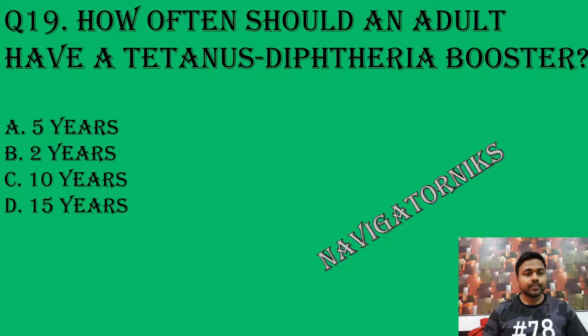Number 19. How often should an adult have a tetanus diphtheria booster? Option A, 5 years. B, 2 years. C, 10 years. D, 15 years. And the correct option is option C, 10 years.